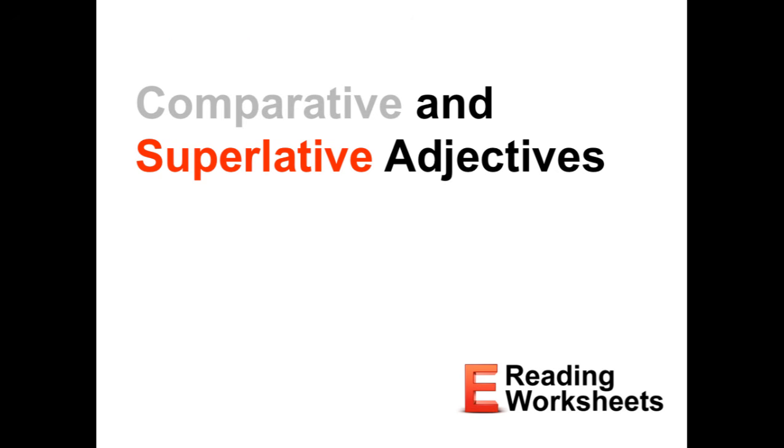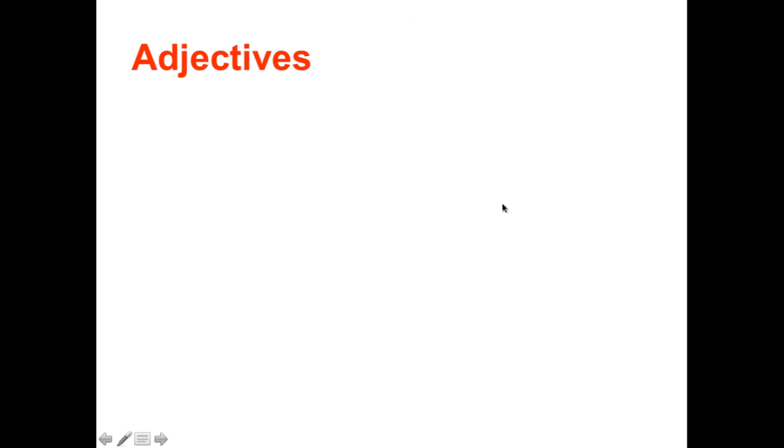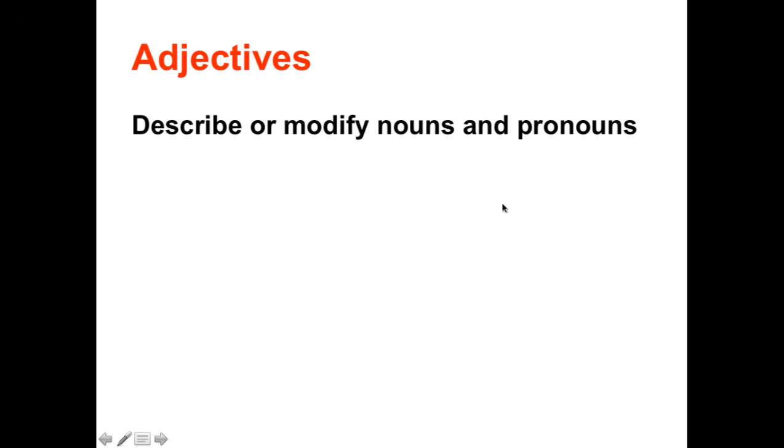Comparative and Superlative Adjectives. Adjectives. Adjectives are words that describe or modify nouns and pronouns. Remember, nouns and pronouns are words that refer to people, places, and things. So adjectives describe or modify people, places, and things.